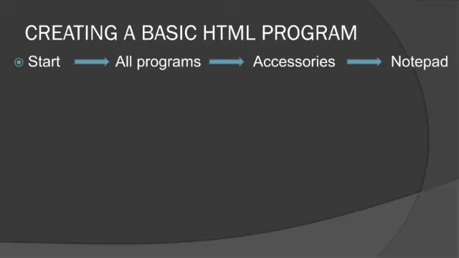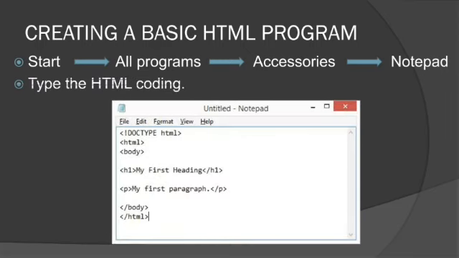First click on the start button, then go to all programs, go to accessories, and then click on Notepad. You can see the Notepad window appears, and in the Notepad window you need to type the HTML codes. After typing the HTML codes, you need to save the file. To save a file, you need to select File and then click on Save As.